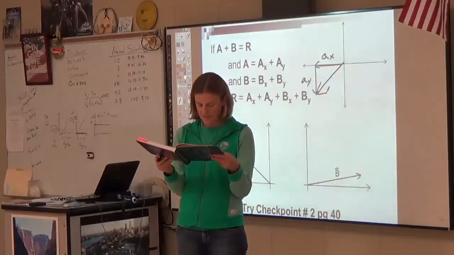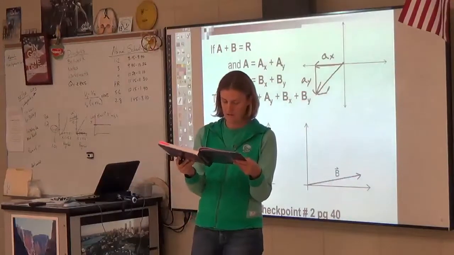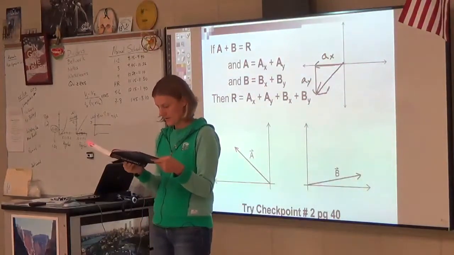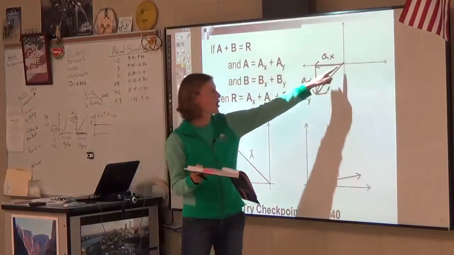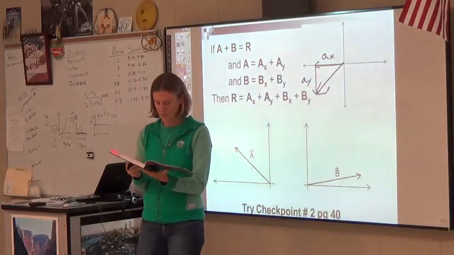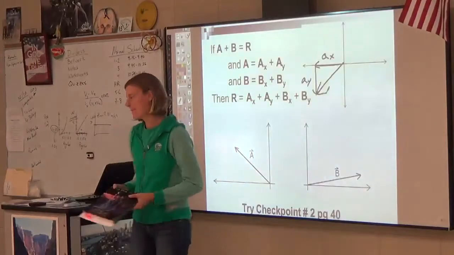What about E? No, E is like the negative of A. E is going the opposite direction it should be going in. And what about F? Yeah, even though they didn't draw it to make a triangle, F would be true. AX plus AY would equal A for F. Okay.